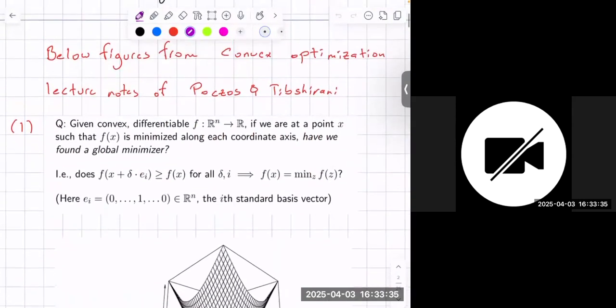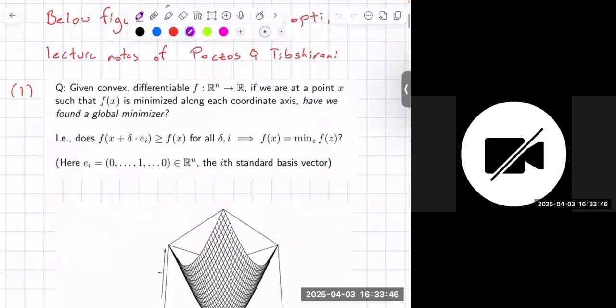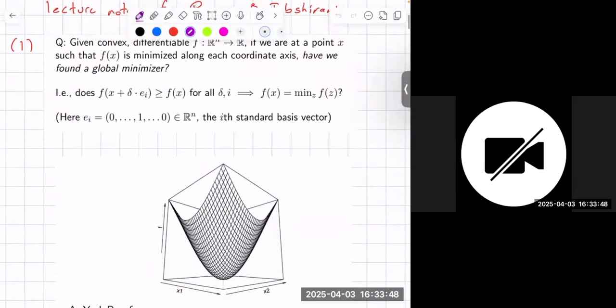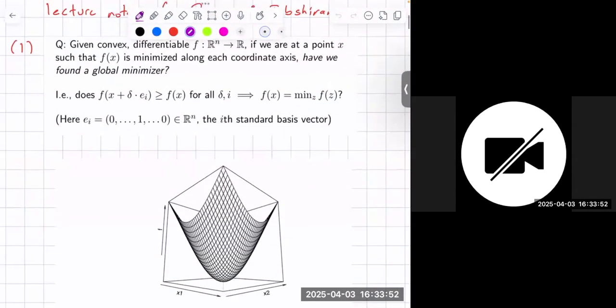All right, so let's get going, but a little bit more detailed and more serious about this. These figures are from Ryan Tibshirani and Poxos. We'll probably reproduce them when we write lecture notes because they're schematic, so you don't have to necessarily plot the same function. You just need to plot something convex.